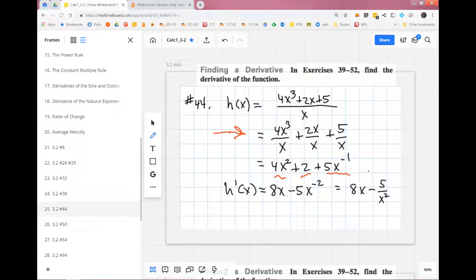All right, now let's take the derivative. What's the derivative of 4x squared? Power rule. 8x. What's the derivative of a constant? Gone. And what's the derivative of this 5x to the negative 1? Power rule. Negative 1 brought down, reduce power by 1. And then get rid of that negative exponent.